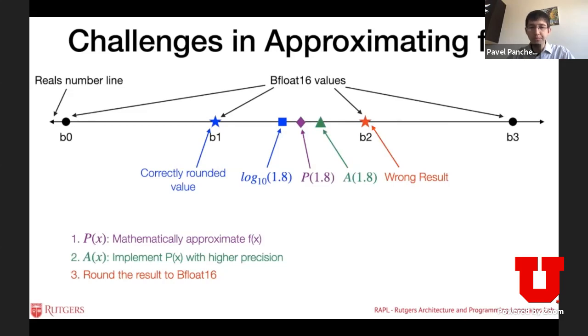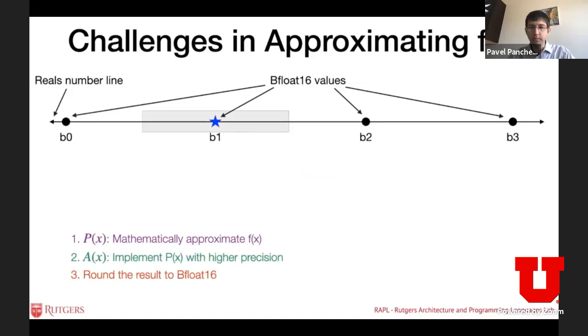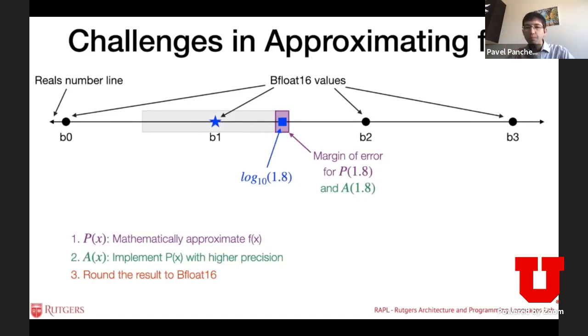So how small should the window of error for p(x) and a(x) be? To explain this, observe that given the value b1, which is our correctly rounded value, there is an interval, this gray interval around b1, where all values in this interval get rounded to b1. Our log10 of 1.8 value is also within this interval, and this is why log10 of 1.8 gets rounded to b1. So for p(x) and a(x), which approximate f(x), to produce b1 when rounded, the result of a(x) has to be within this much error from f(x), especially if the value of f(x) is so close to the boundary of the gray interval. Otherwise, even the tiniest over-approximation to the right will result in a wrong result. And you can reason that if the f(x) value is even closer to the boundary of the gray interval, the margin of error may be infinitesimally small.